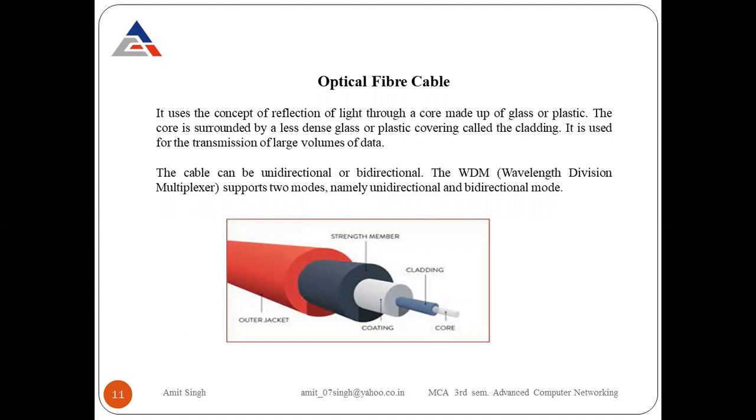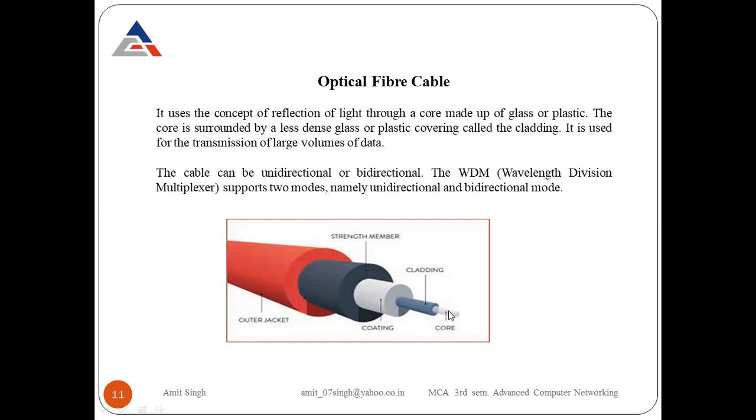The wavelength division multiplexer supports the two modes, normally named unidirectional and bidirectional. Now look at the diagram. In the case of optical fiber cable, the signals travel in the form of light. Now we are discussing the cable.